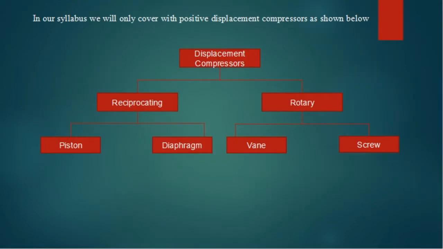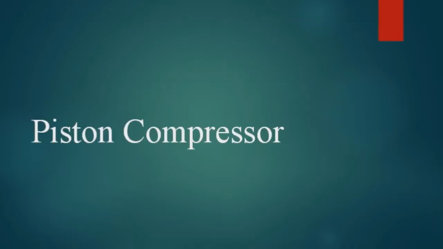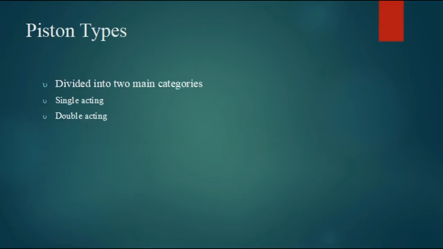In our syllabus, we will only cover positive displacement compressors, as shown below. Displacement compressors are divided into two: reciprocating and rotary. Under reciprocating, there will be piston and diaphragm. For piston, there are actually two types of piston. For rotary, there will be vane and screw. Now we will see what a piston compressor is. As I said just now, piston has two types: single acting and double acting.